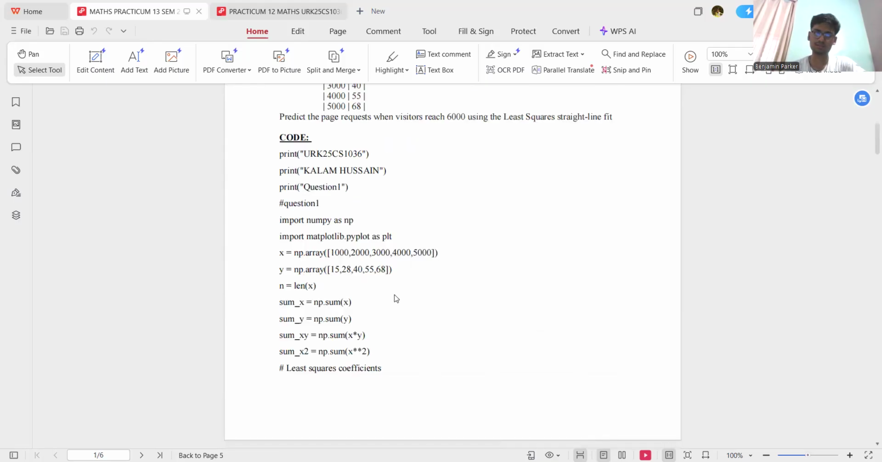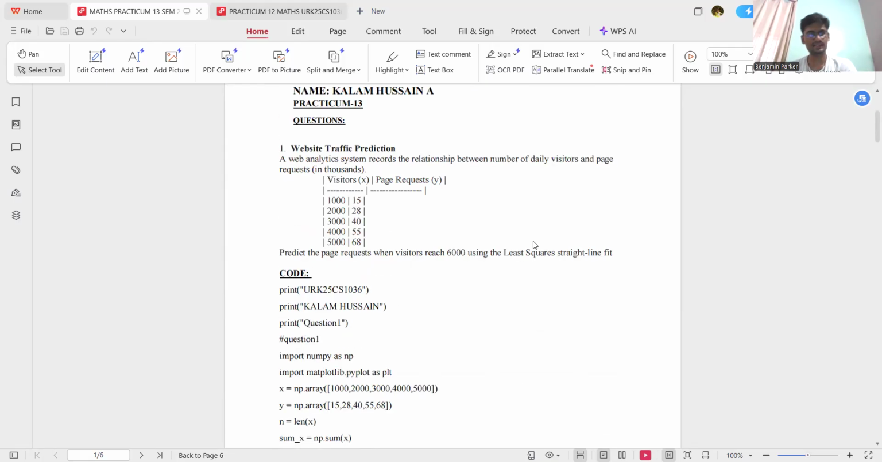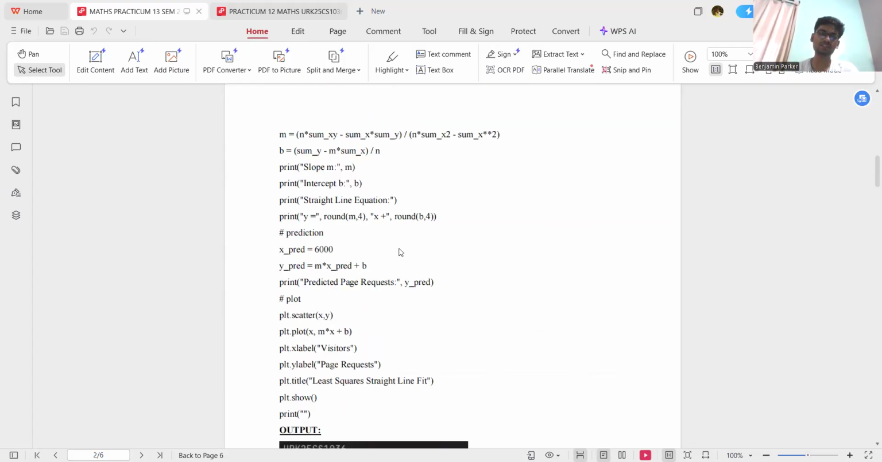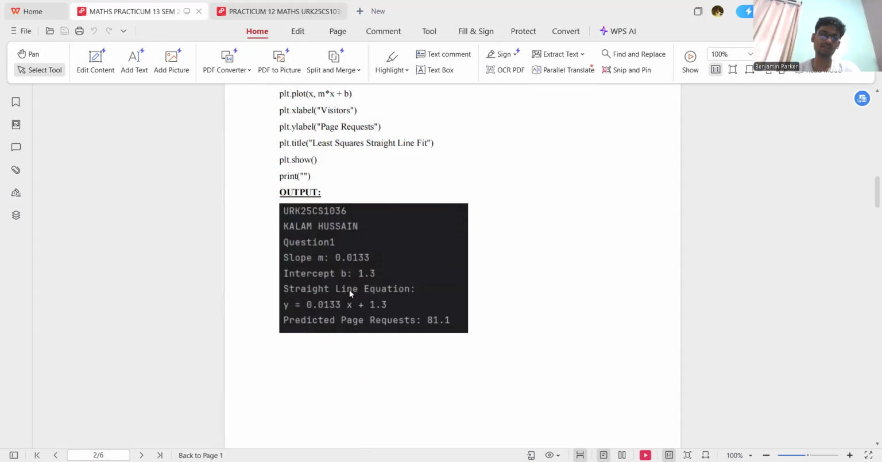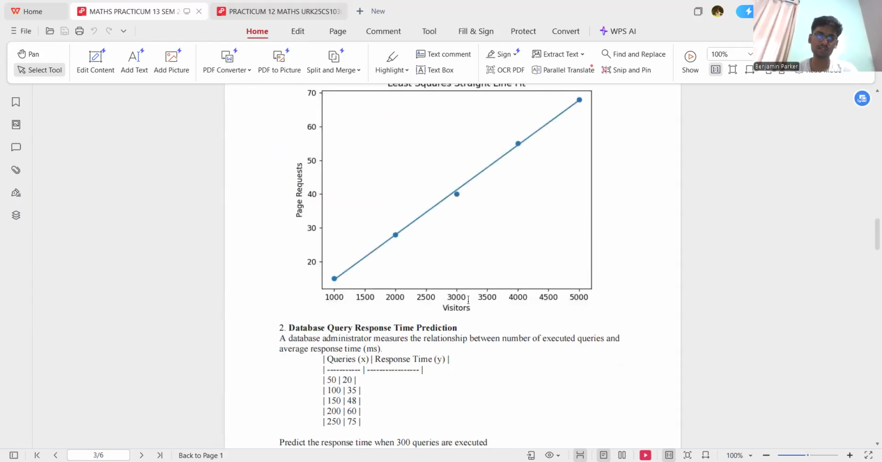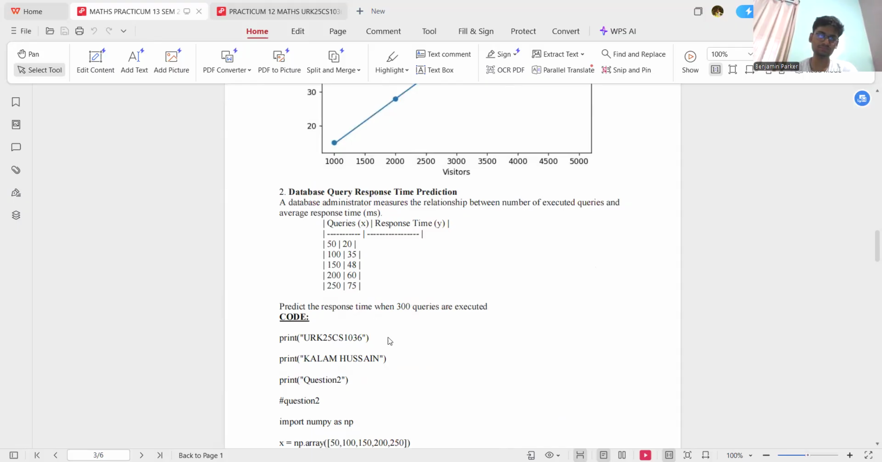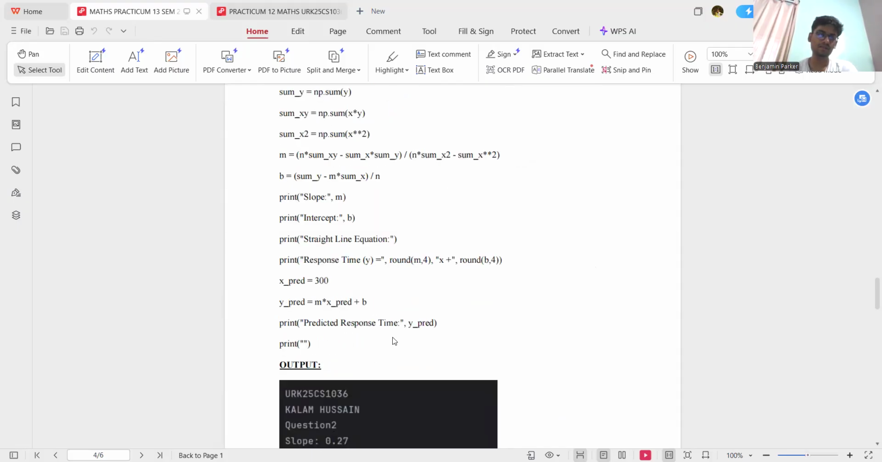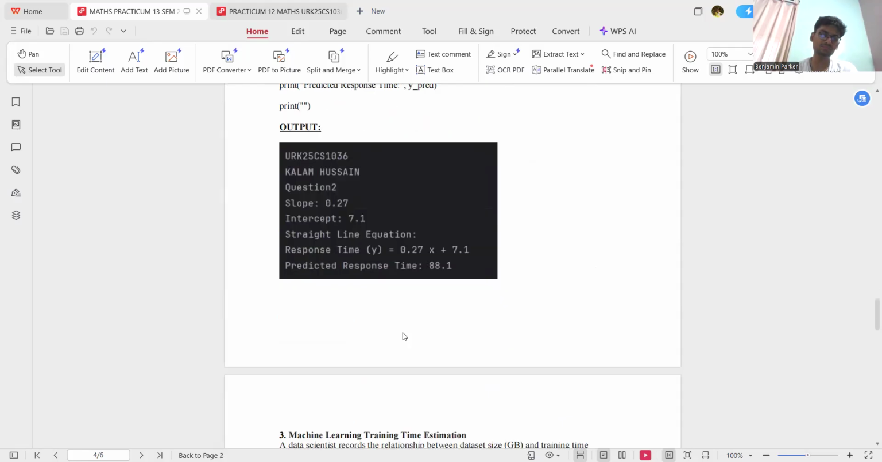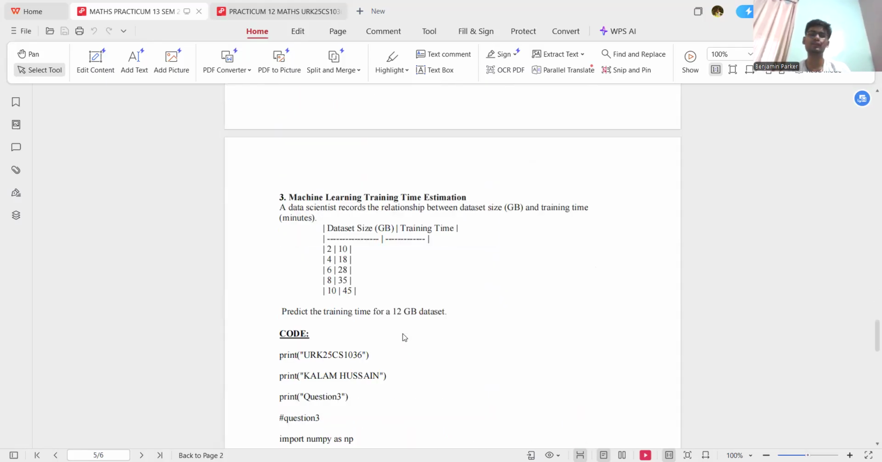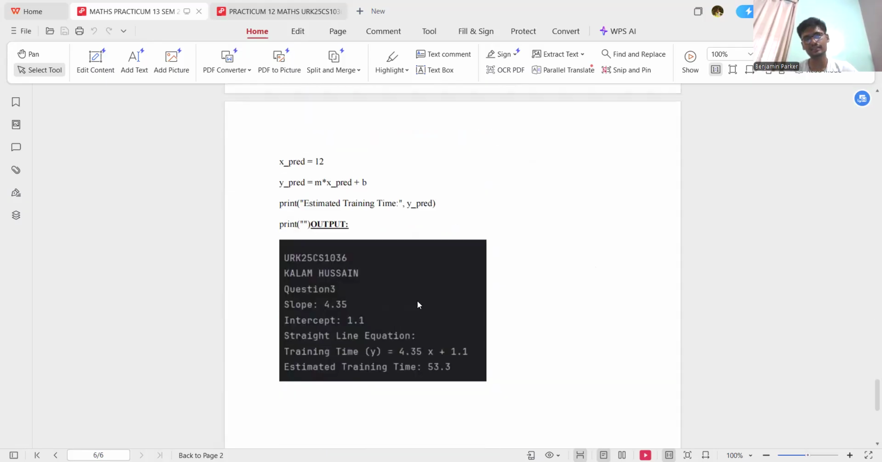Let us scroll up and take a glance once again. For the first one, here's the output of the code which I obtained, and the graph which has been produced. And onto the second one, here's the output here, and to the third one, which is this, and this is the output. So there you go. This is the overall code for Practicum 13, and that's it.